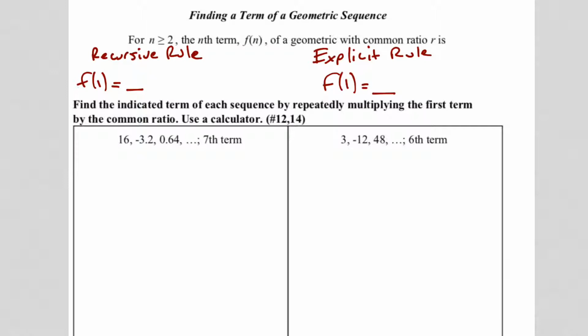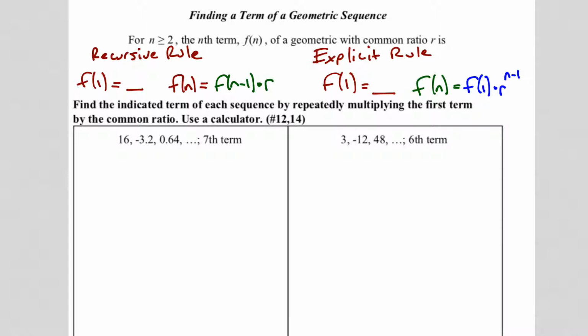The next thing, for recursive rule at least, you have this part of the formula. f of n is equal to, I'm going to change colors here, f of n minus 1 times r, and r is our common ratio. And for explicit rule, you have f of n is equal to, let me mix up the colors a little bit, basically f of 1 times r to the n minus 1 power.